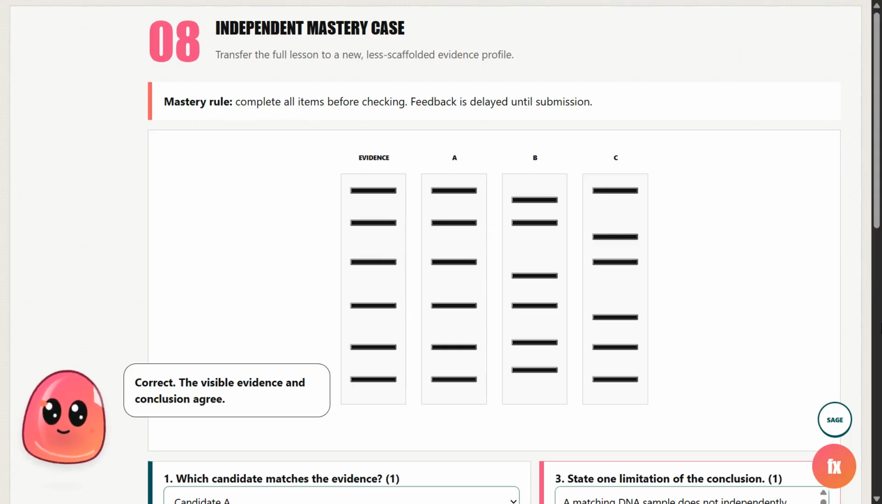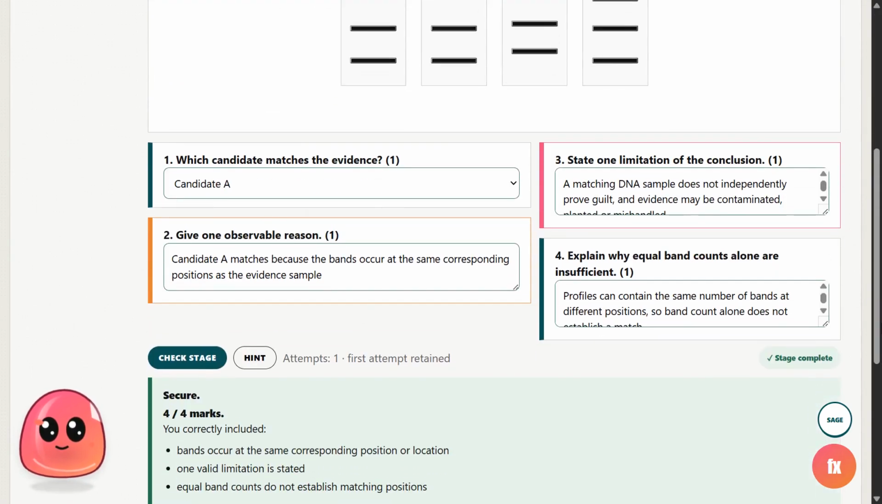Now the mastery case. Which candidate matches? Candidate A. The observable reason: the bands occur at the same corresponding positions as the evidence sample. 1 limitation: a matching sample does not independently prove guilt, and evidence may be contaminated, planted or mishandled. And why equal band counts are not enough: profiles can contain the same number of bands at different positions, so band count alone does not establish a match. 4 items, for evidence rules.